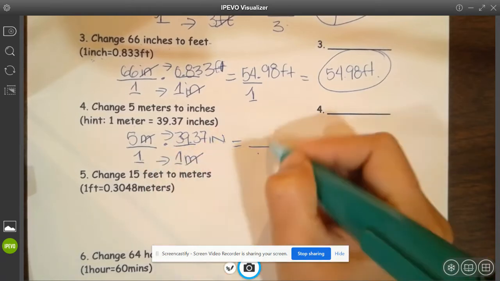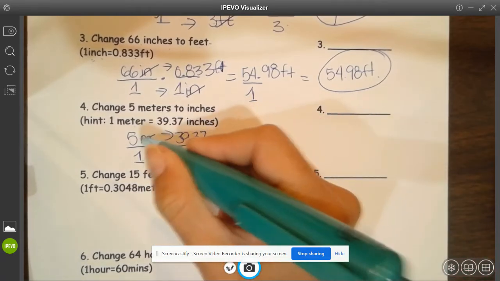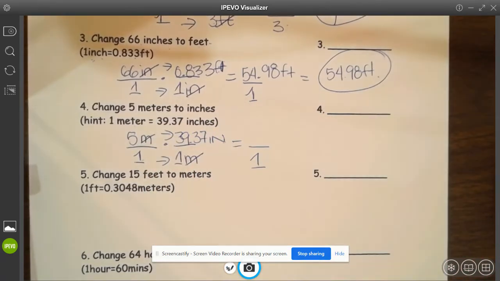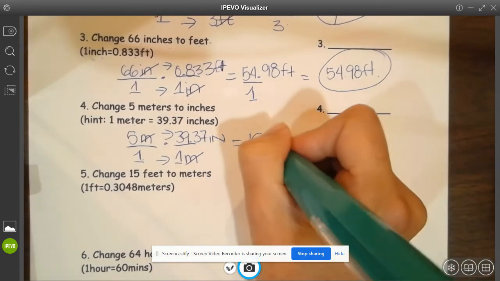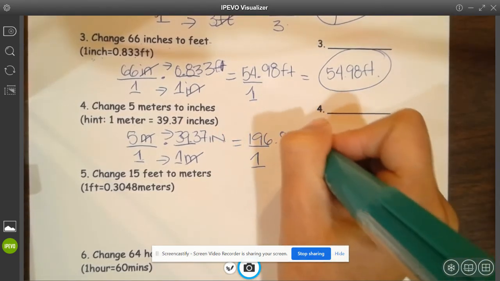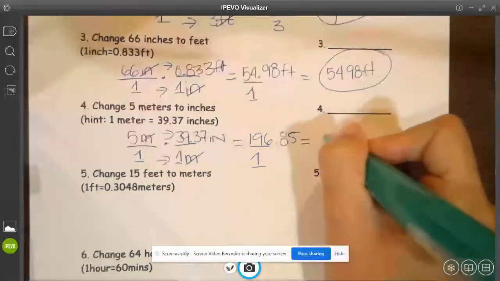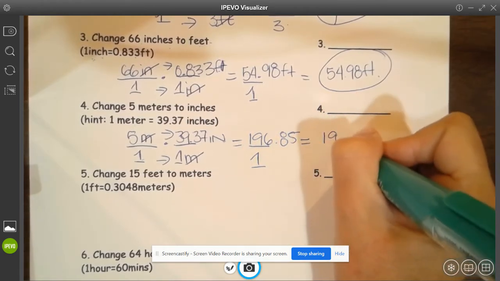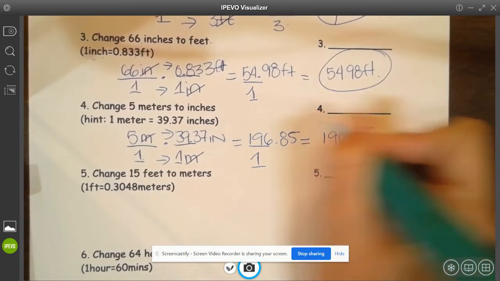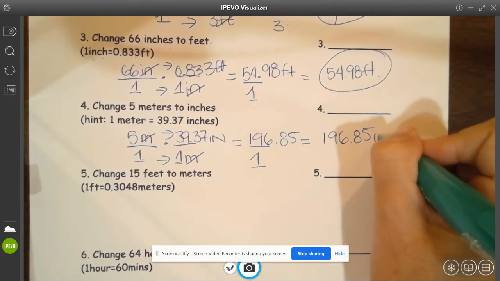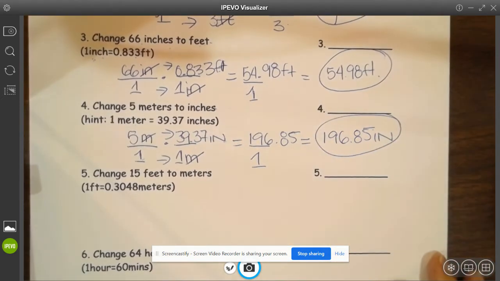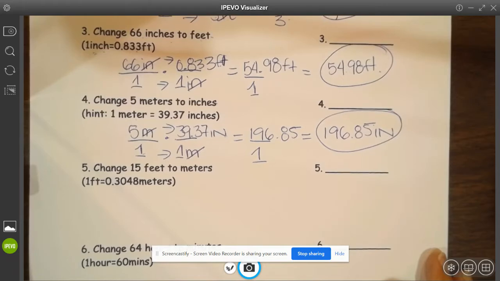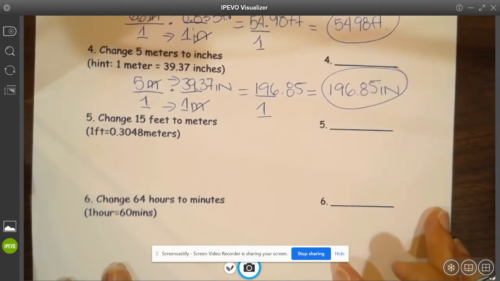My denominator is 1 times 1, which is 1. And then 5 times 39.37 is 196.85. Well, that divided by 1 is 196.85 what? Inches. And that's my answer. Okay. All right, next 2 over here.